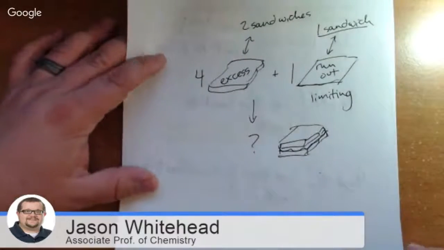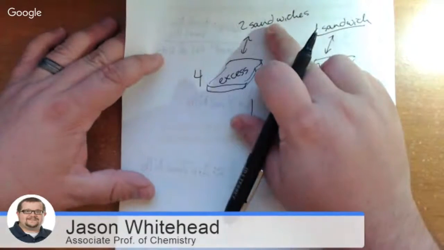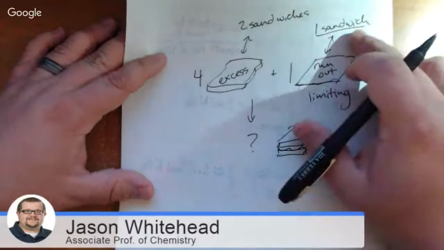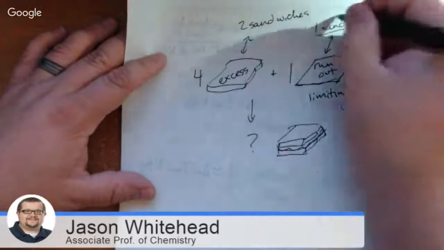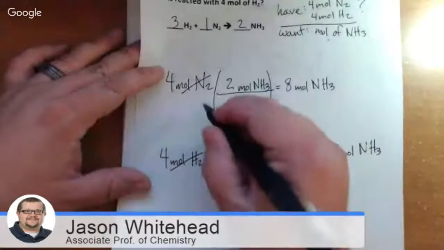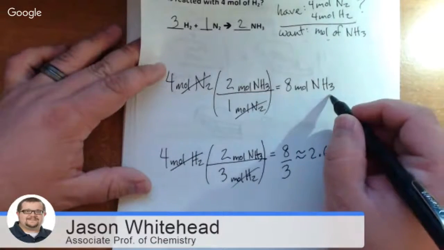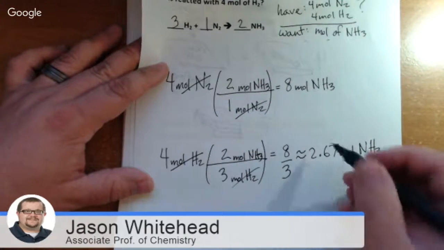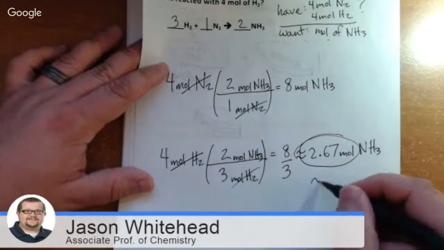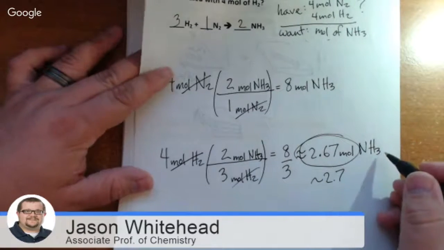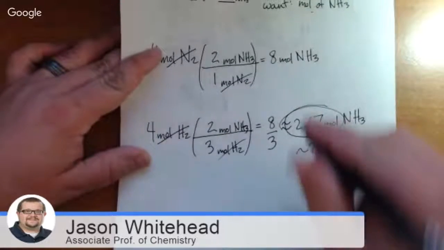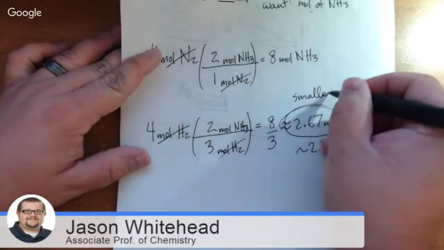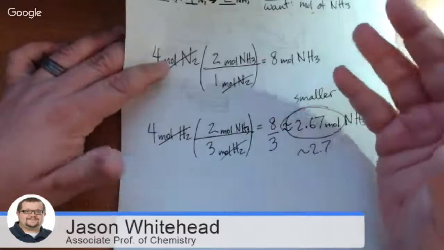So let's flip back. In our grilled cheese example, the bread said I could make 2 sandwiches. The cheese said I could only make 1 sandwich. Which one was right? The one that predicted less. So when we go over here, based on my N2, it said I could make 8 moles of NH3. Based on my H2, it said I could make 2.67 moles of NH3. So 2.67, about 2.7 moles of NH3 is the right answer. You go with the smaller of the 2 answers. So don't get fancy. Don't add or subtract them. Just go with the smaller answer.